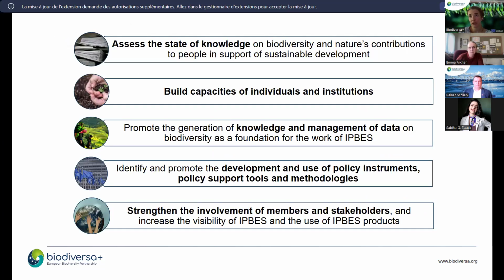There are many functions, or activities, within IPBES. The first one is to assess the state of knowledge, which is where the assessments come from. But they also have functions about building capacities of individuals and institutions to be able to use these assessments, the generation of knowledge and management of data, and identifying and promoting the development and use of policy instruments, policy support tools and methodologies. And finally, there's a function about strengthening the involvement of members and stakeholders to increase the visibility of IPBES and have more people use its products.